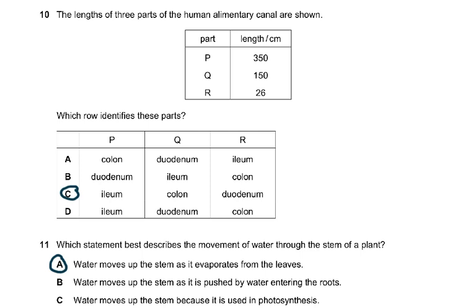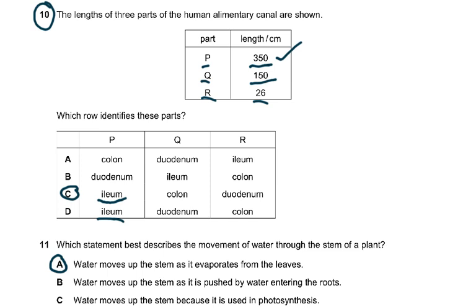Question 10. The lengths of three parts of the human alimentary canal are shown. P is 350 centimeters, Q is 150 centimeters, and R is 26 centimeters. It says which row identifies these parts. The longest is P. If the longest is P, then you know it has to be the small intestine, which is the ileum, because the duodenum is just the first, smaller part of it. So if P is the longest, the different choices are colon, duodenum, and ileum.